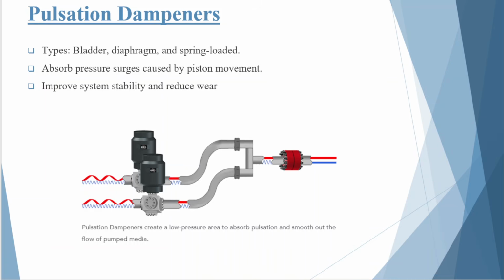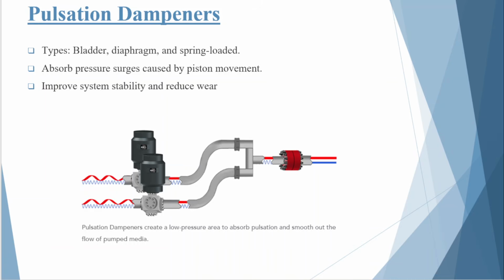Whenever a pressure spike occurs, part of the hydraulic energy is absorbed by the dampener. When the pressure decreases, this stored energy is gradually released back into the system. This process smooths the pressure waveform and significantly reduces pressure pulsations. Several types of pulsation dampeners are commonly used in industry.